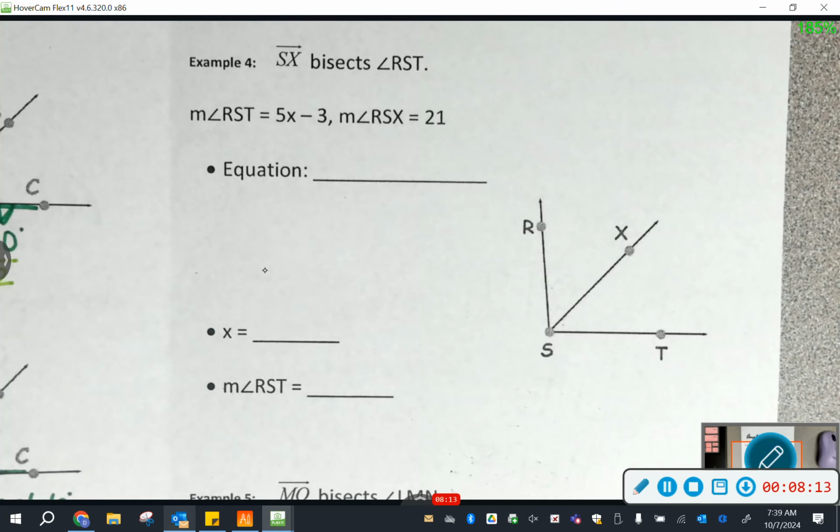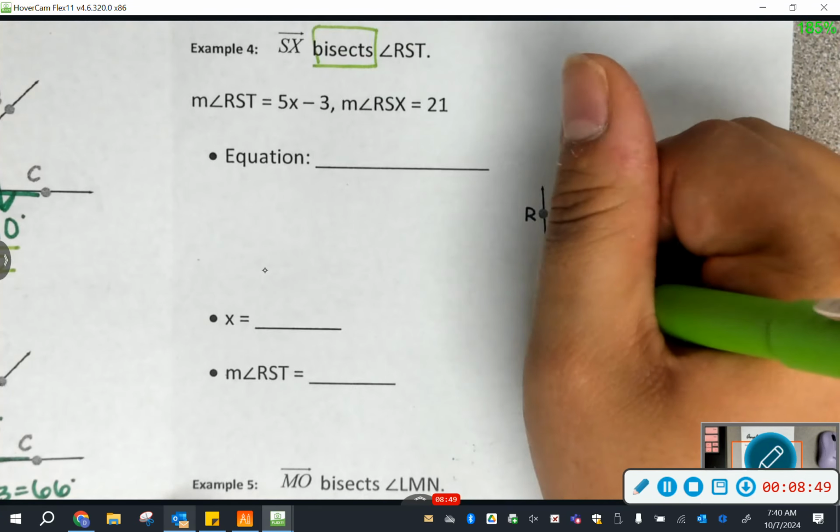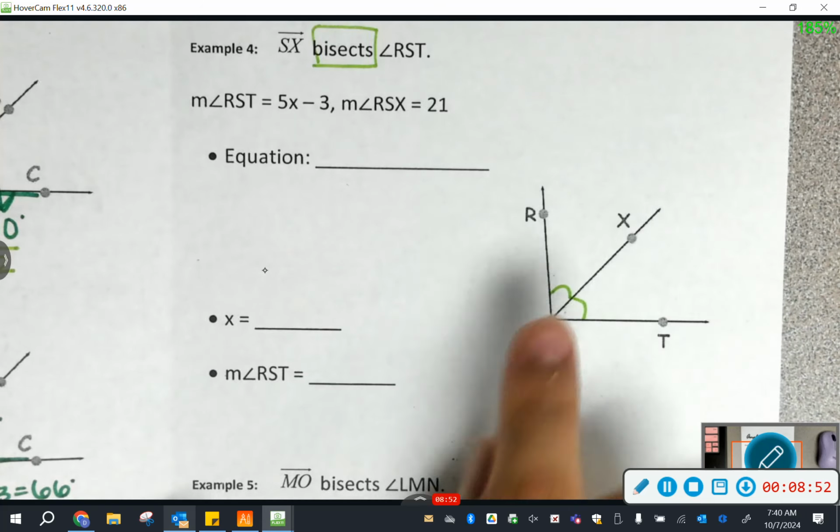I just want y'all to read what it's giving you and label your picture, please. Read what it's giving you and label your picture, and then you're going to check with me. Just label your picture. Did you see the word bisects and add arches? If you did not, please add arches.